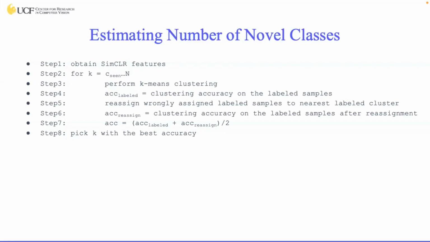Then once we perform the k-means clustering, we can compute clustering accuracy on the labeled samples because we have some labeled samples. However, all the labeled samples won't be clustered correctly. Therefore, we reassign the wrongly assigned labeled samples to their nearest labeled cluster, and we compute the accuracy again. And we call this accuracy after reassignment. We take the average between these 2 accuracies, before and after reassignment, and we pick the k with the best accuracy and assume that the dataset has that many classes.